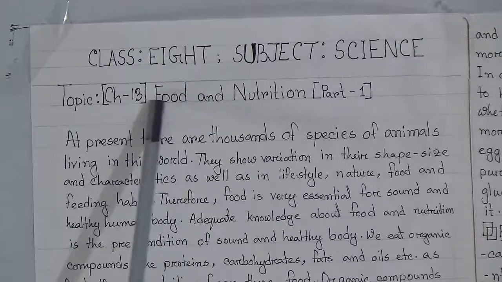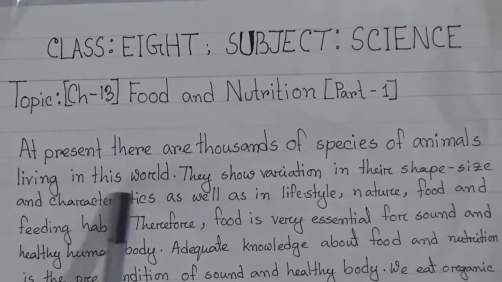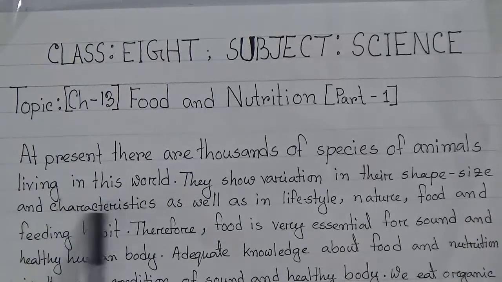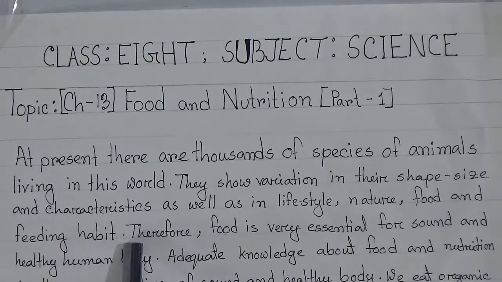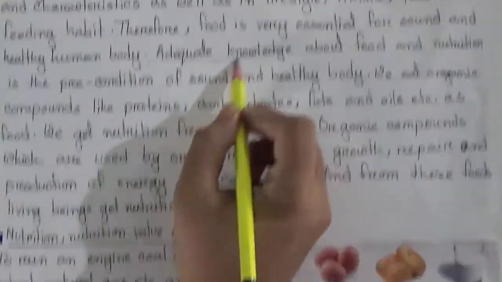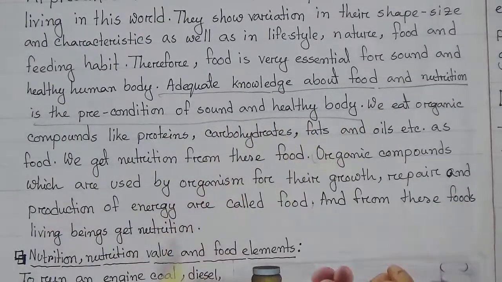The name of the chapter, Food and Nutrition. At present, there are thousands of species of animals living in this world. They show variation in their shape, size and characteristics as well as in lifestyle, nature, food and feeding habit. Therefore, food is very essential for a sound and healthy human body. Adequate knowledge about food and nutrition is the precondition of a sound and healthy body. Dear students, underline this line. Adequate knowledge about food and nutrition is the precondition of a sound and healthy body.